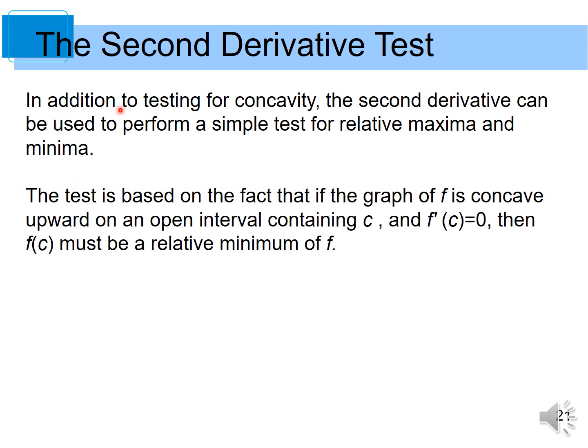In addition to testing for concavity, the second derivative can be used to perform a simple test for relative maxima and minima. The test is based on the fact that if the graph of f is concave upward on an open interval containing c, and f prime of c equals 0, then f of c must be a relative minimum of f.